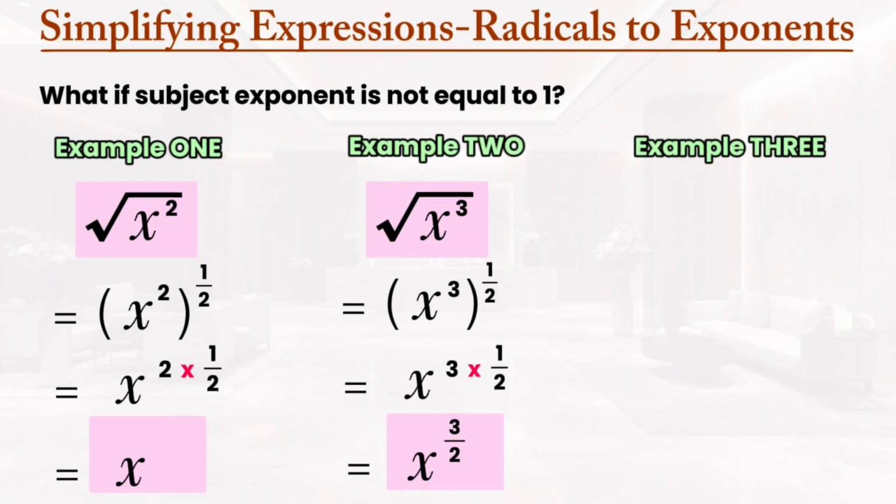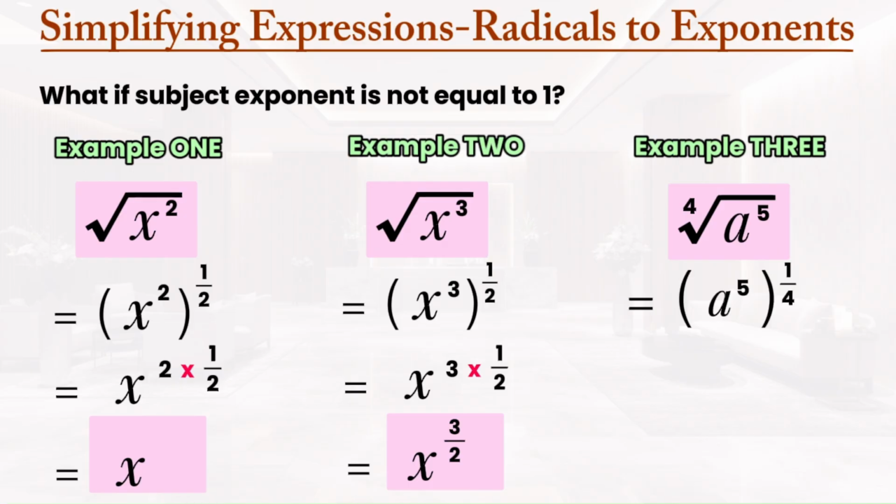Let's look at this expression, the fourth root of a to the power of 5. Place the subject a to the power of 5 in brackets and place a fractional exponent on the outside. The numerator is automatically 1 and the denominator is 4 since the index is 4. Multiply the exponents to get an answer of a to the power of 5 over 4.